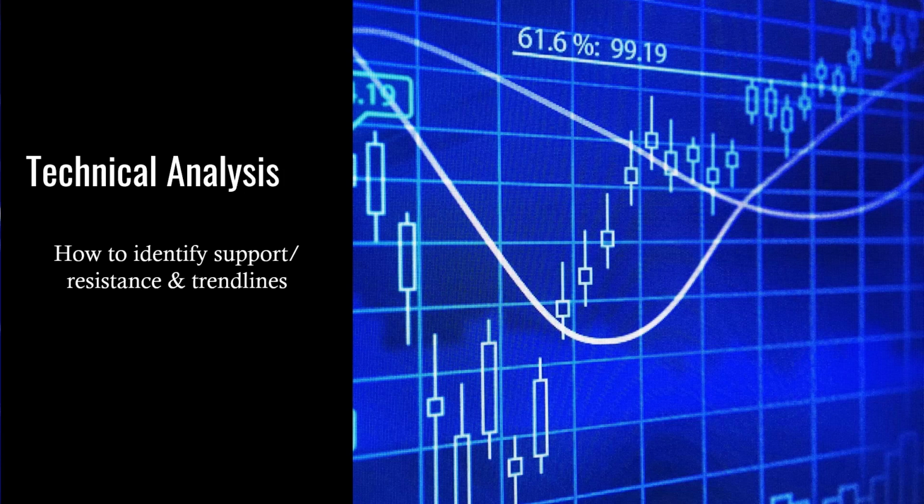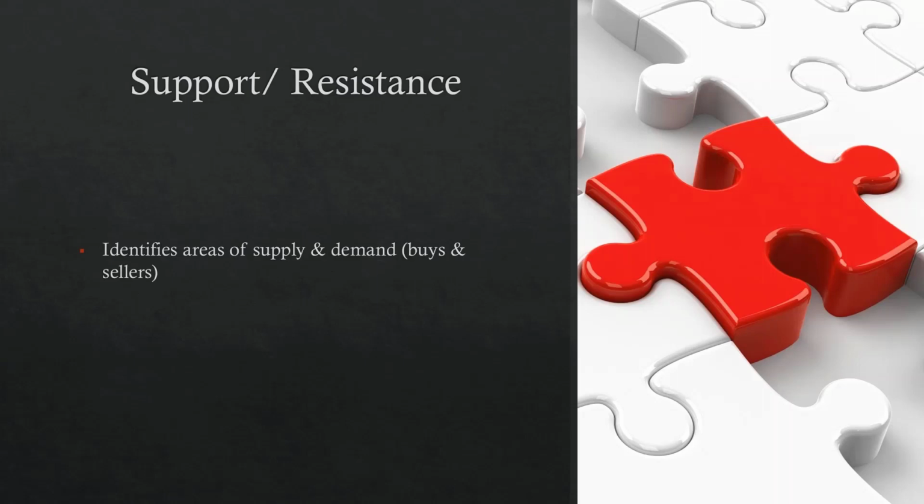Alright, so let's dive into technical analysis on how to identify support and resistance and trend lines. Alright, support and resistance, what they are and what they do is they identify supply and demand zones, essentially buyers and sellers. So the best way to break it down is, actually it might be better if I use a visual aid.